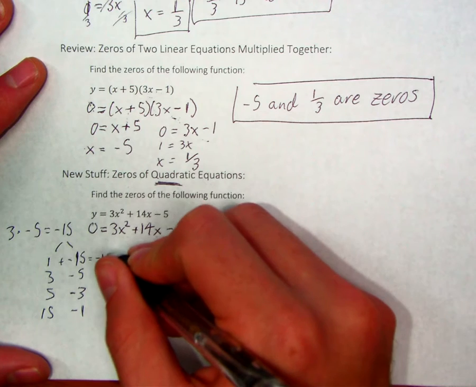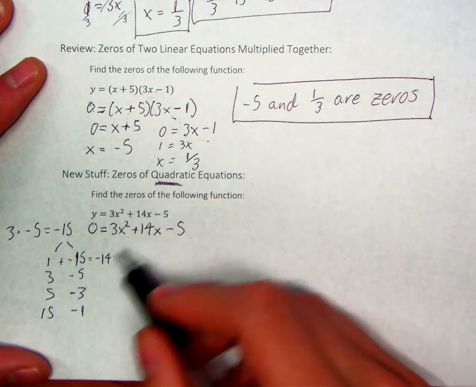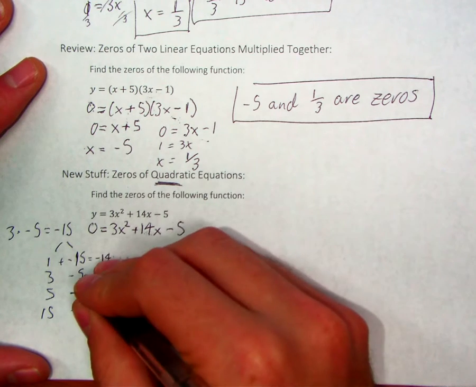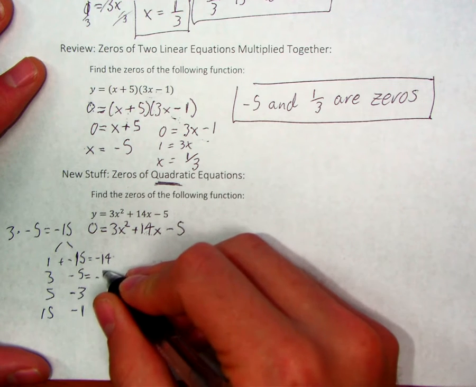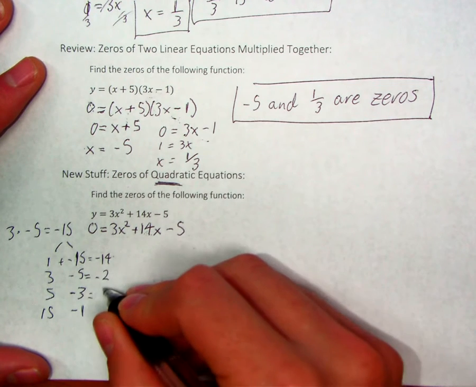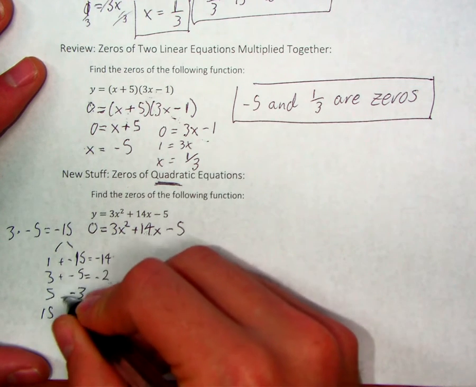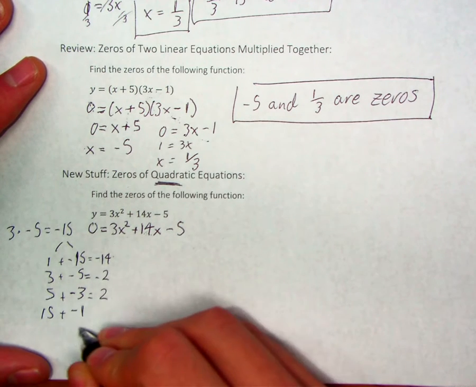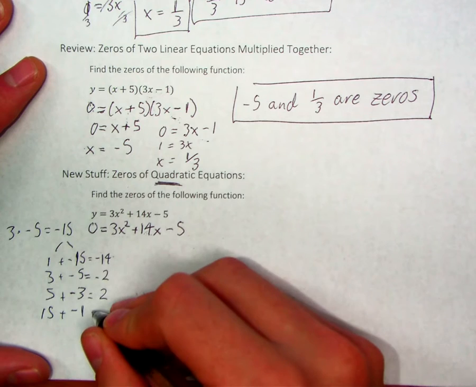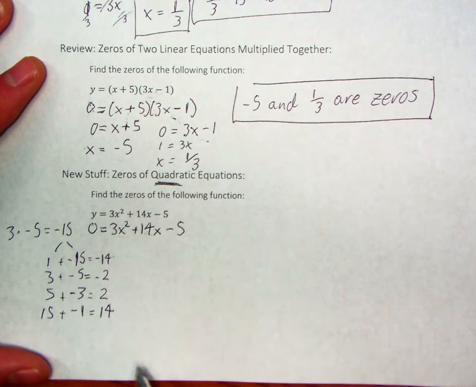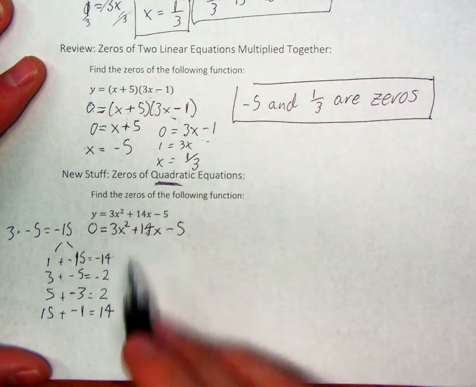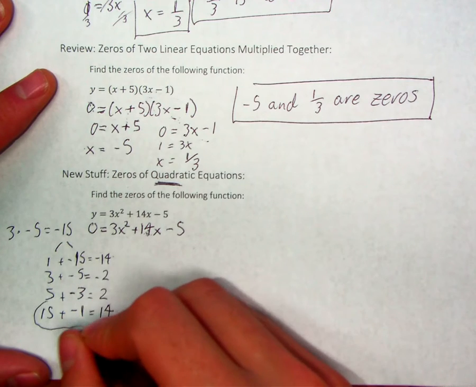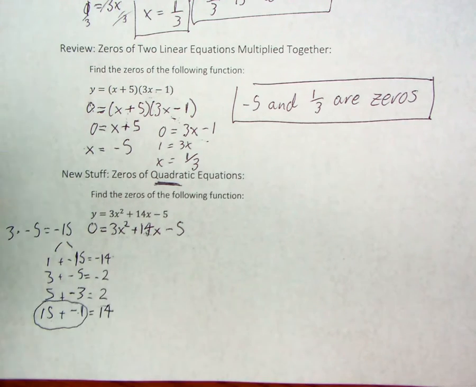That's pretty close, but it's got the wrong sign as my B. If I add 3 and -5, I get -2. That's not right. 5 and -3, add those together, and I get +2. That's not right either. If I add 15 and -1, I get +14. That's exactly what I want. That's my B right there. Okay, so here is my pair that I want.